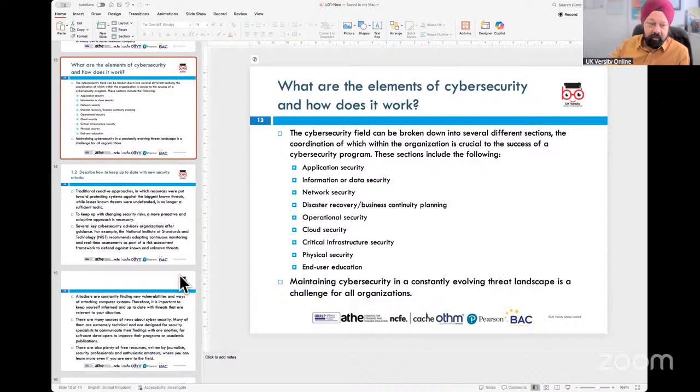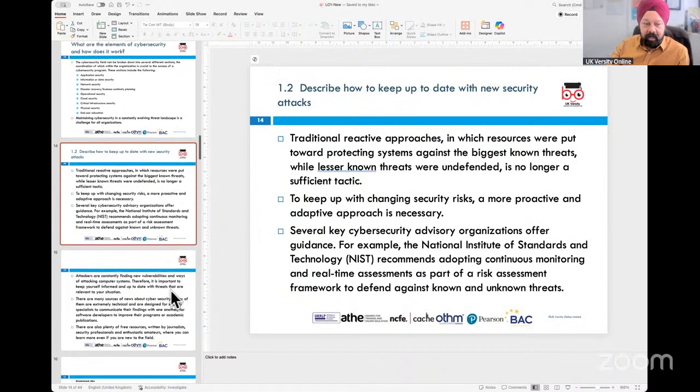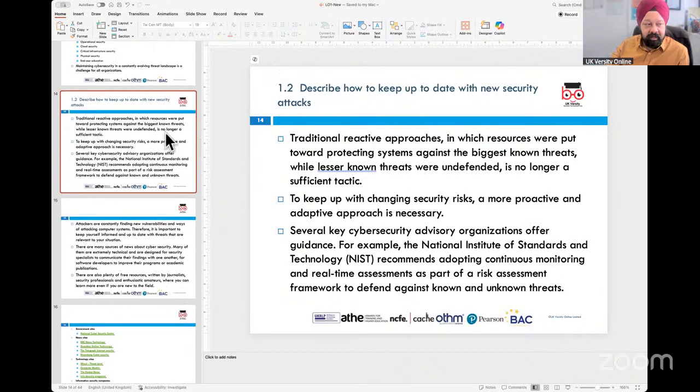Is that understood? Yeah. Any questions? Okay, no. Now let's look quickly at some of the other assessment criteria.